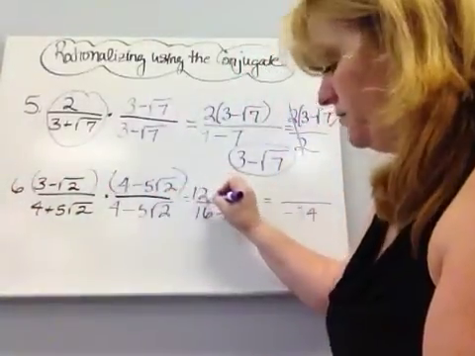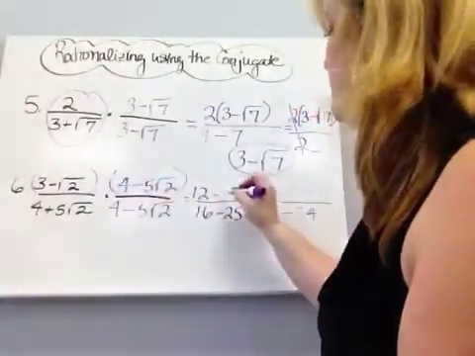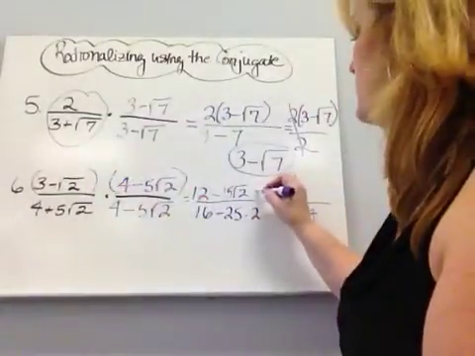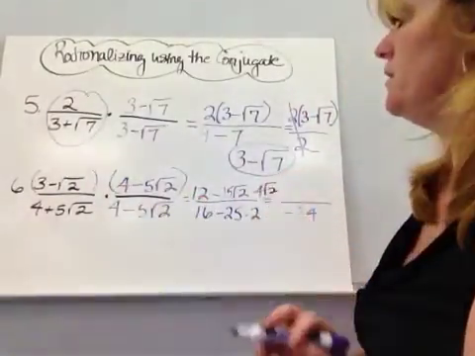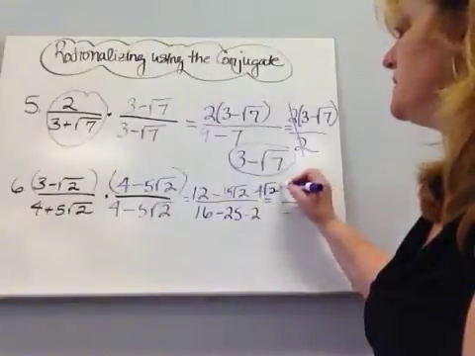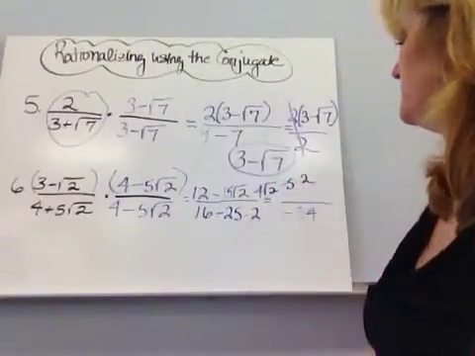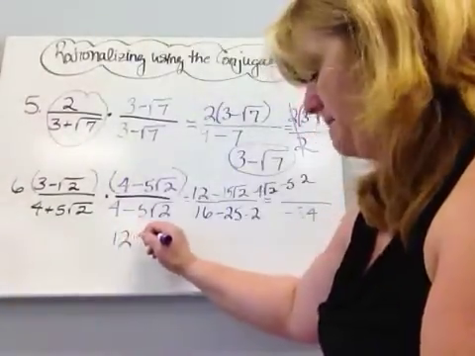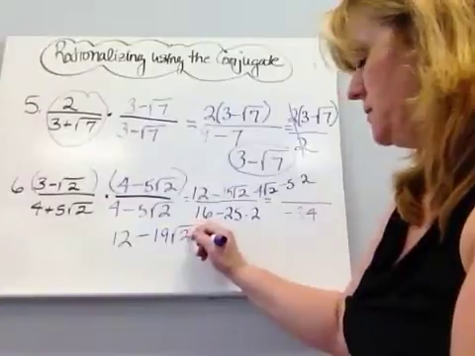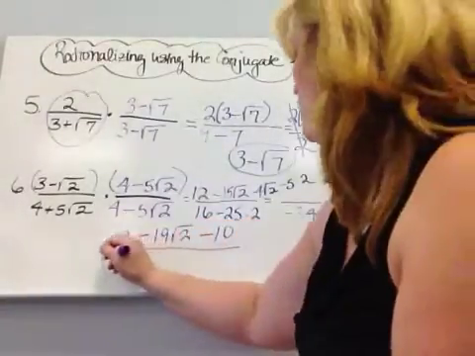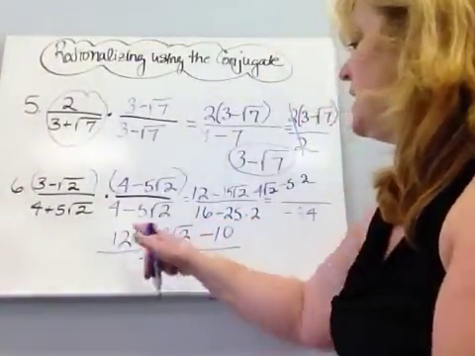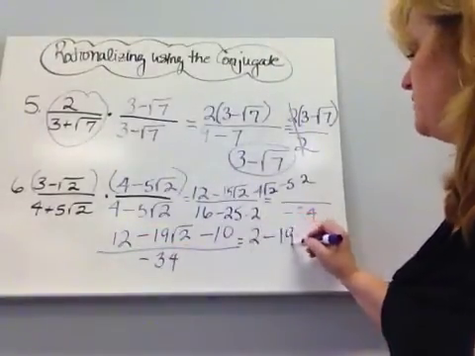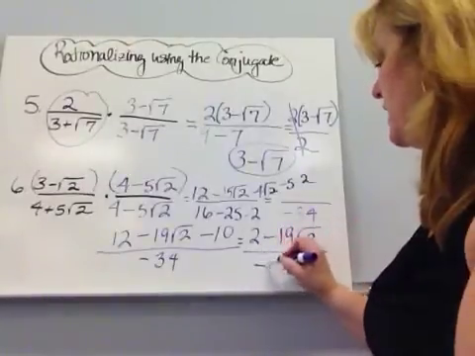So I have 12 minus 15 radical 2 minus 4 radical 2. Oops, I'm running over here. Minus 5 times 2. So that looks kind of ugly. So let's look at that. My numerator is 12 minus 19 radical 2 minus 10, all over negative 34. These two can go together, so I have 2 minus 19 radical 2 all over negative 34.